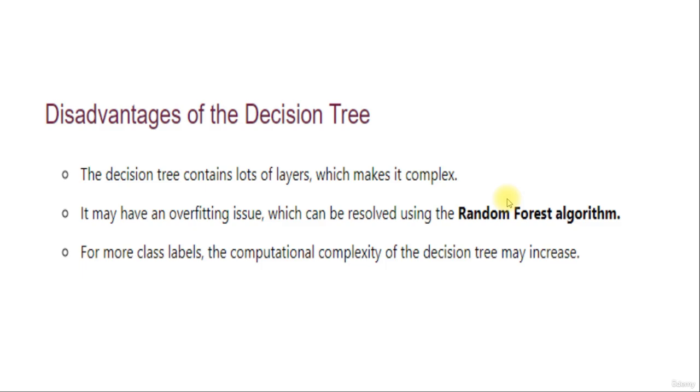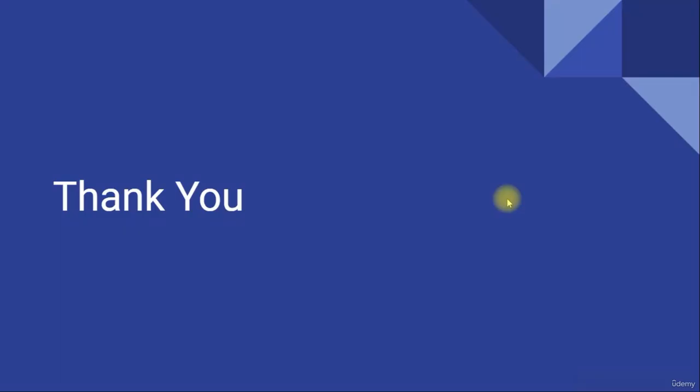So these were some of the disadvantages of decision tree. I hope you are clear with the basic concept and working of decision tree. Now let's move to the Jupyter notebook and try to implement the decision tree algorithm in sklearn.